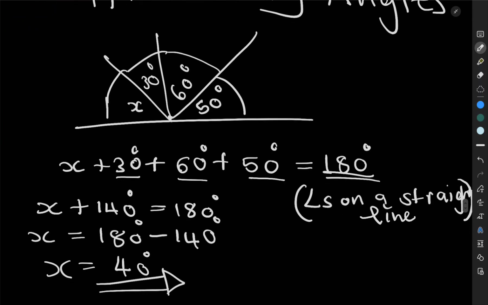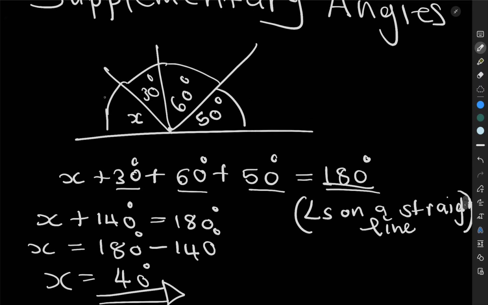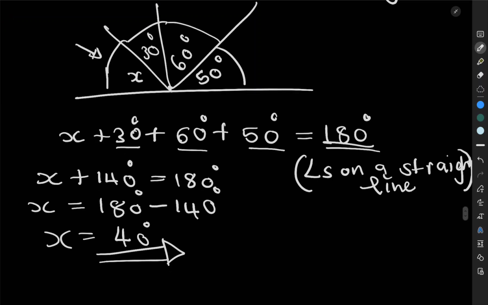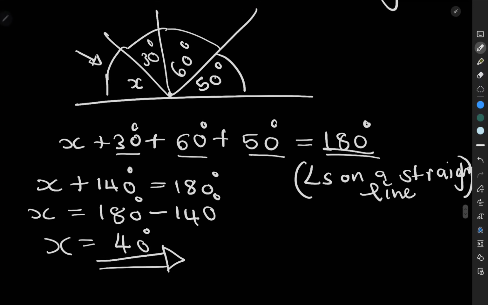So if we have a straight line and we're given a number of angles, and we just have to find the unknown, in our case it was X, we can just use the theory of supplementary to find the value of the unknown, and in this case we found that it is 40. Supplementary doesn't only apply to angles on a straight line. It applies to triangles as well.